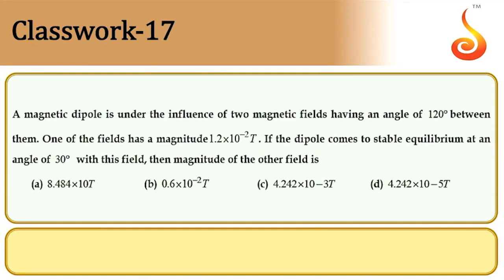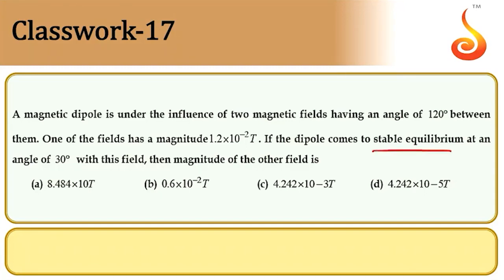17. A magnetic dipole is under the influence of two magnetic fields having an angle of 120 degree between them. One of the fields has a magnitude of 1.2 into 10 to the power of minus 2 Tesla. If the dipole comes to stable equilibrium at an angle of 30 degree with this field, then the magnitude of the other field is.